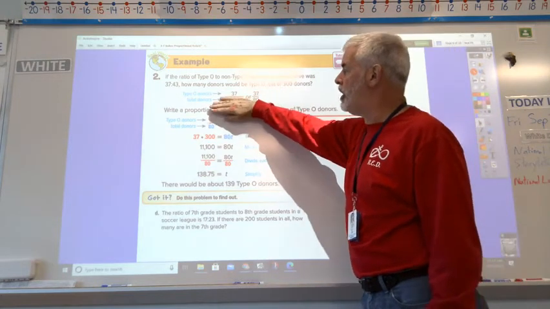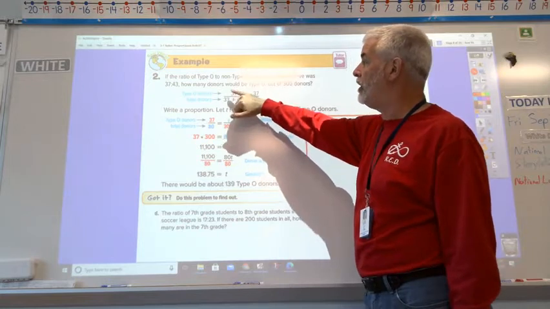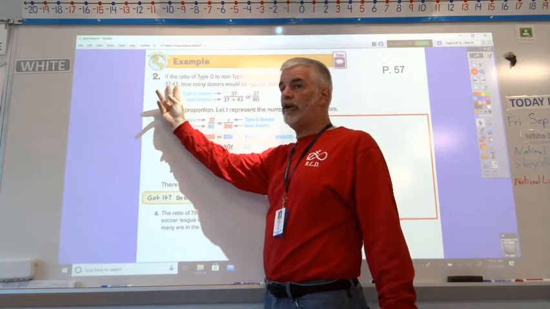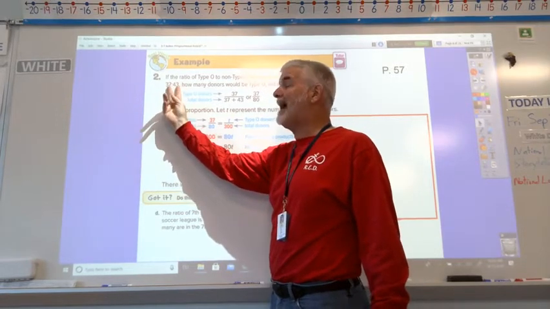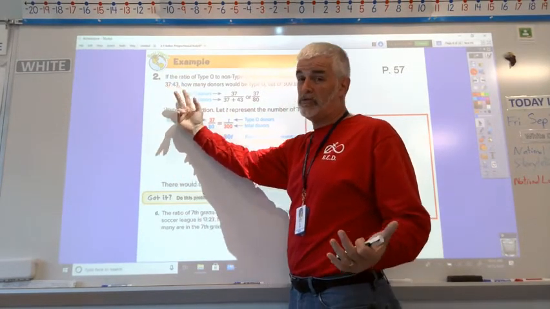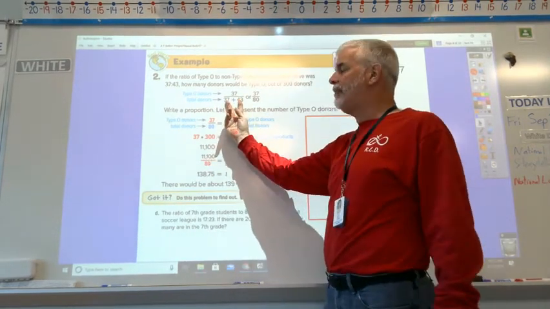So the ratio, the one that they give you, 37 type O out of this ratio here of 37 to 43, tells you how many total donors there are. You have to add these two things together. It's a little bit tricky. This type of problem has this little extra step in. Okay, so that's why they add those two together.